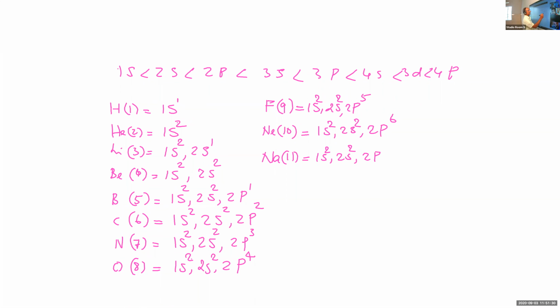So up to 2p, how many electrons are there? 2 plus 2 plus 6, totally 10 electrons. There is one more electron, and the next electron goes to the next higher energy level. Which is the next higher energy level after 2p? 3s. 3s1. So 3s1. Then atomic number 12, magnesium.